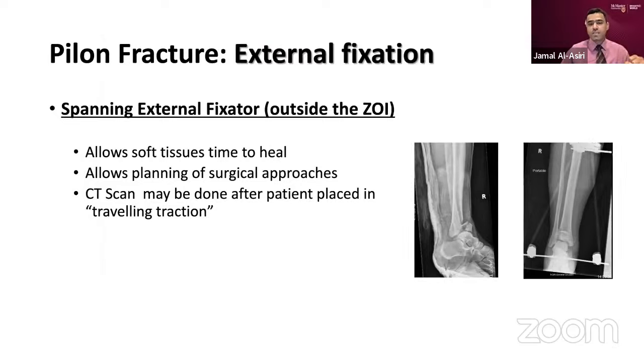We talk about external fixation. A spanning external fixator outside the zone of injury would allow soft tissue time to heal, allow planning for surgical approaches, and the CT scan may be done after the patient is placed in traveling traction or external fixator.